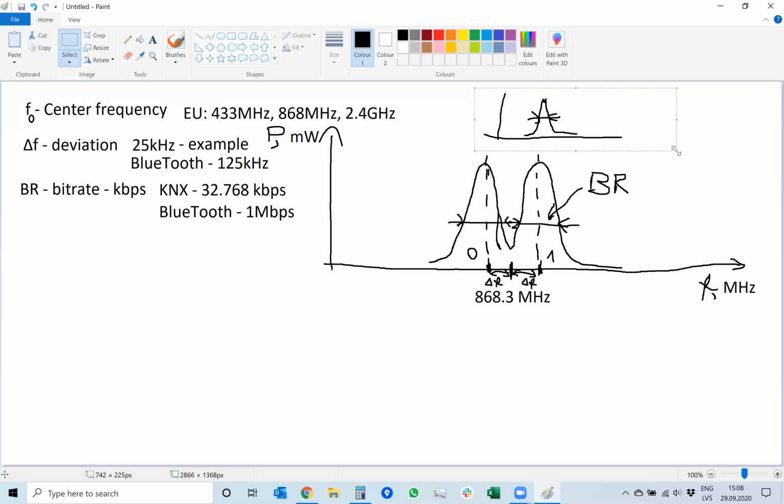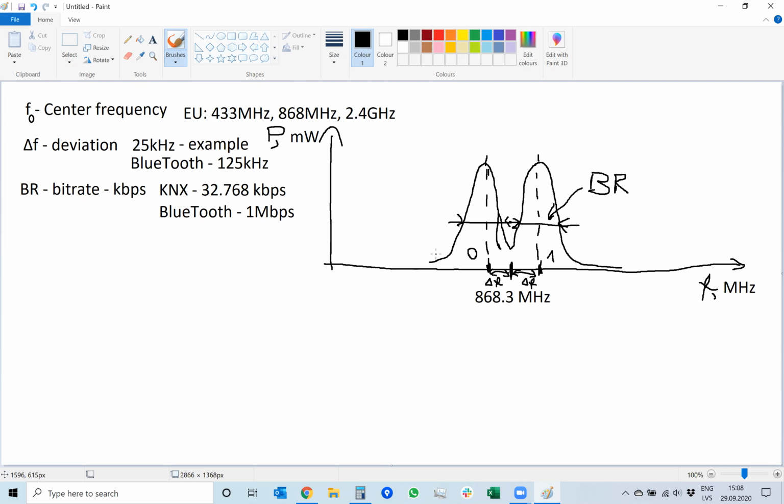But in more general sense, it looks like the picture that I draw here. So 2 peaks for zeros and for ones. And usually people try to make sure that ones and zeros are in the same count, but that's a different topic.